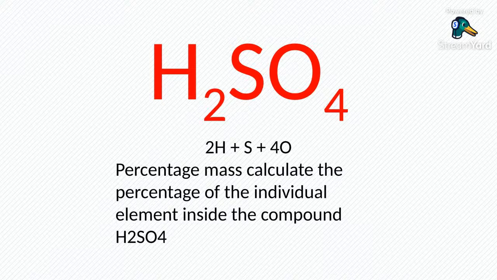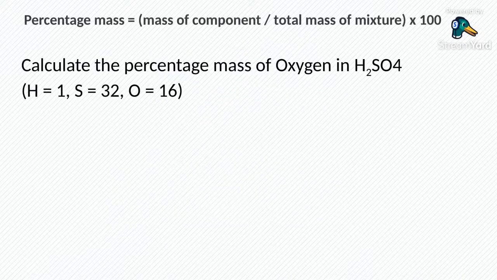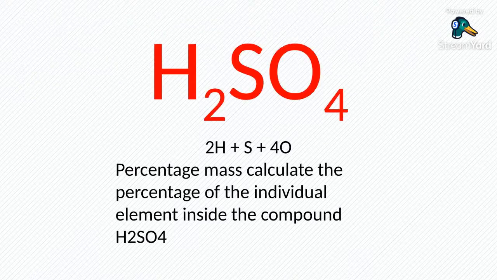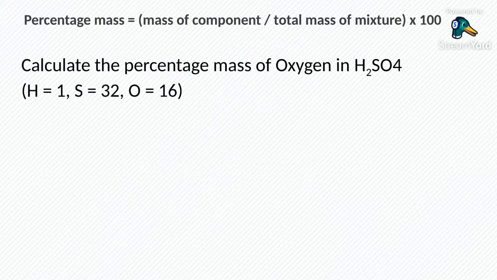Then what about the atoms of hydrogen? It is two. Number of atoms of sulfur, it is one. Number of atoms of oxygen, it is four. Now, if we want to calculate the percentage of the individual element inside this compound H2SO4, what do we do? Now, we simply apply a formula.